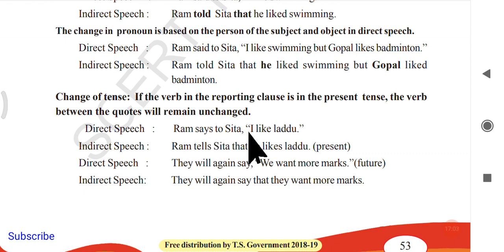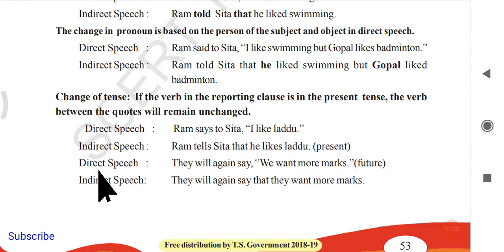So here direct speech is Ram says to Sita, not said. Ram says to Sita, I like laddu. So indirect speech is Ram tells Sita as it is. The tense did not change, only words changed here. Ram tells Sita that he likes laddu. Same. I like laddu, he likes laddu. Both are in the same tense, present tense.